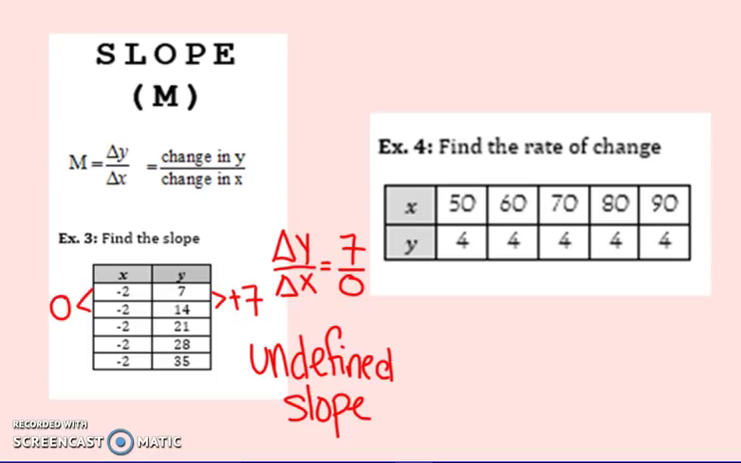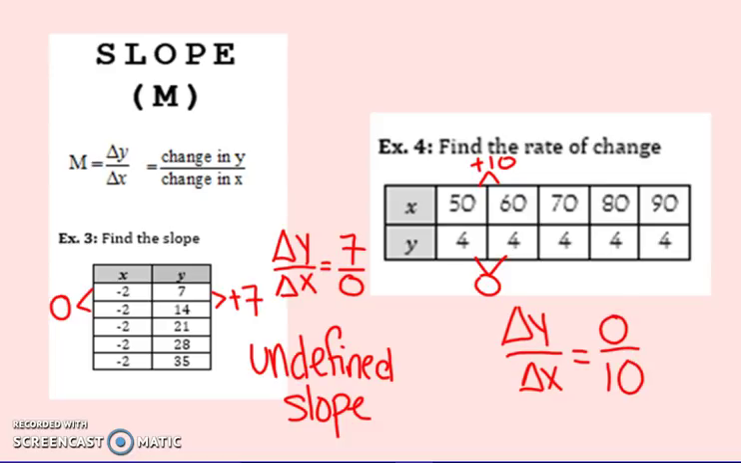Now, example number 4 looks a little different, only because the table is turned sideways. We still follow the same procedure, though. If I look at my change in x, I'm going up by 10 each time. My change in y, I don't have. It is 0. 4 to 4 is 0. So if I find my change in y over my change in x, well, my change in y is 0. My change in x is 10.